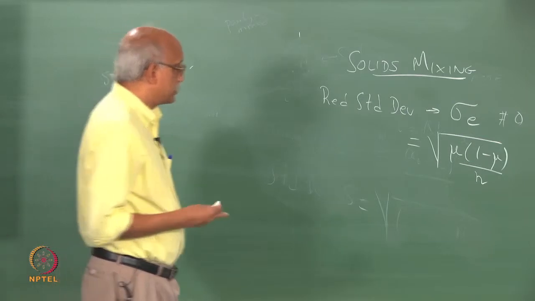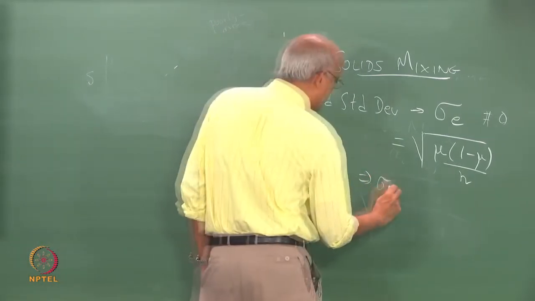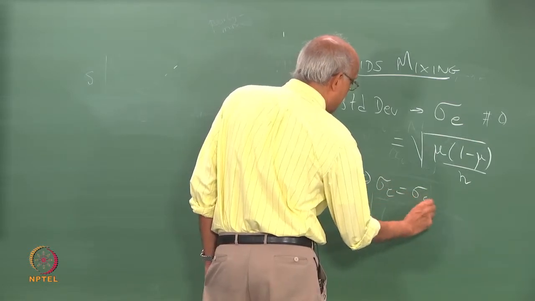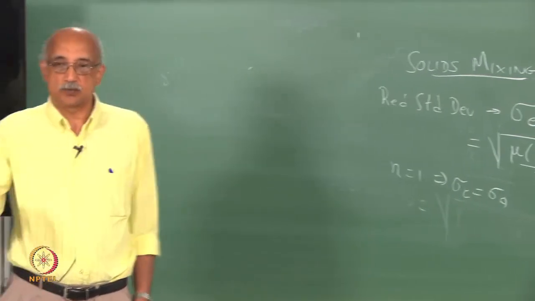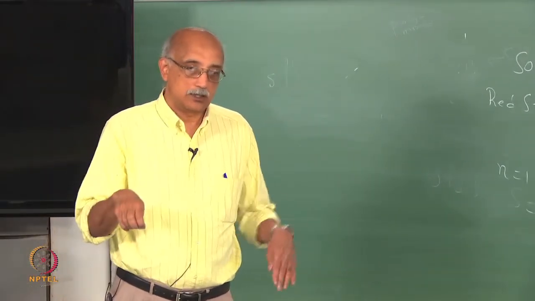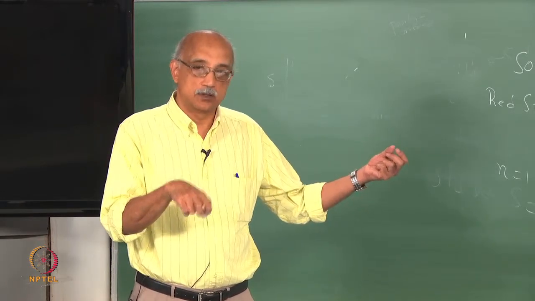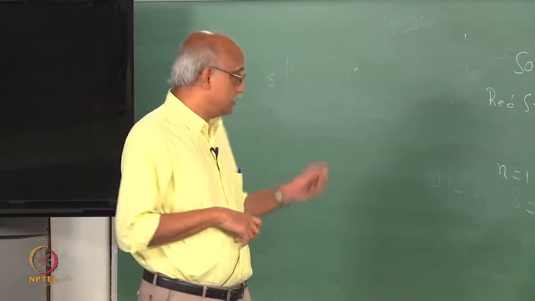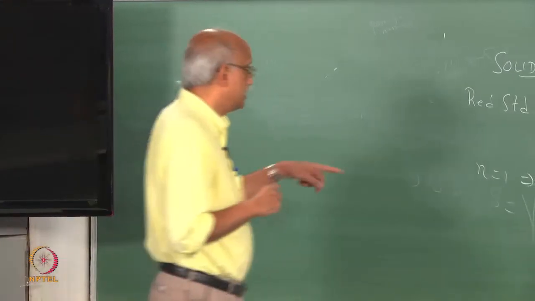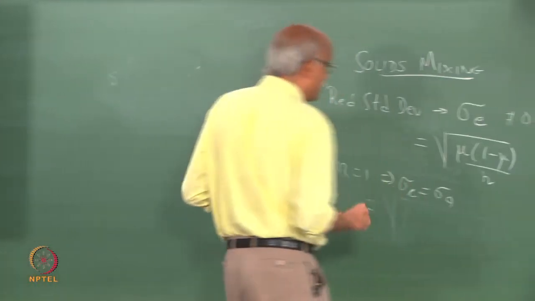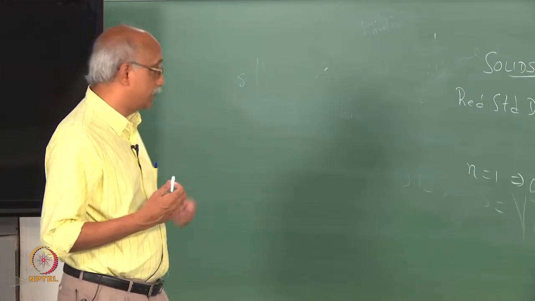When n is equal to 1, obviously sigma e is equal to sigma 0. In other words, if each sample that you take has only one particle in it, then it goes back to the earlier case, that particle may either be a tracer particle or not, right. So, in the case of n equals 1, the two converge, and sigma e in the case of solids mixing becomes the same as sigma 0 in the case of paste mixing.